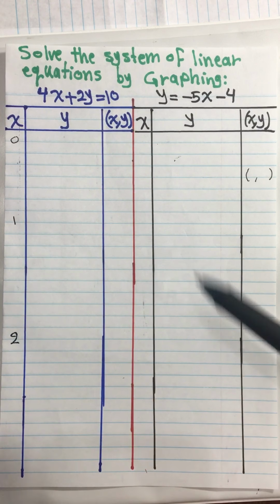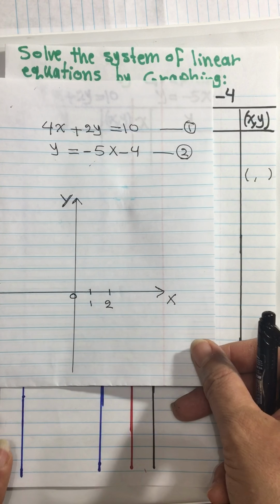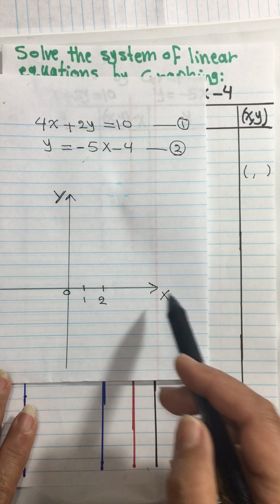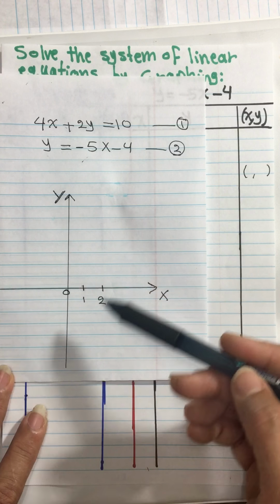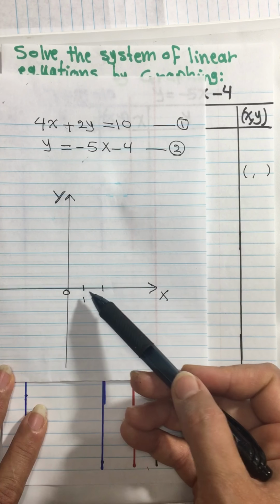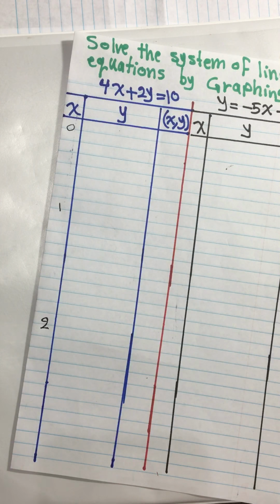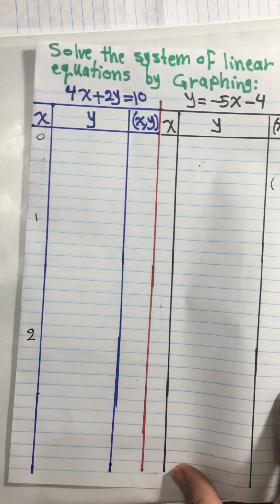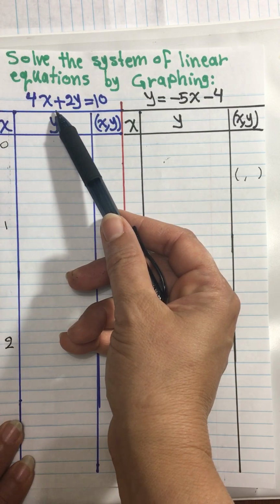So when I graph these two equations, this is the x-axis and this is the y-axis. So this is the xy plane. So I can pick 0, 1, 2 for both equations. So when I pick 0, I can substitute 0 in the equation.